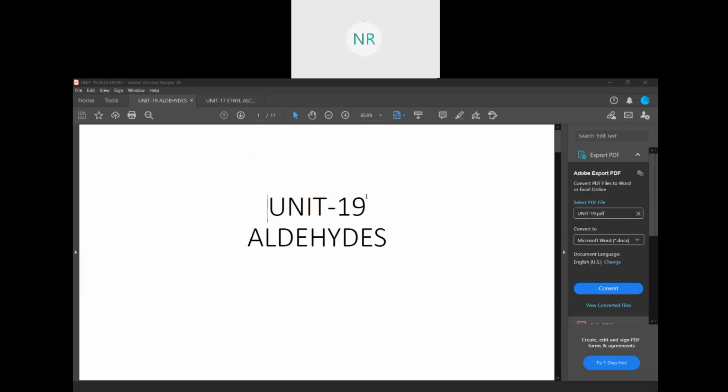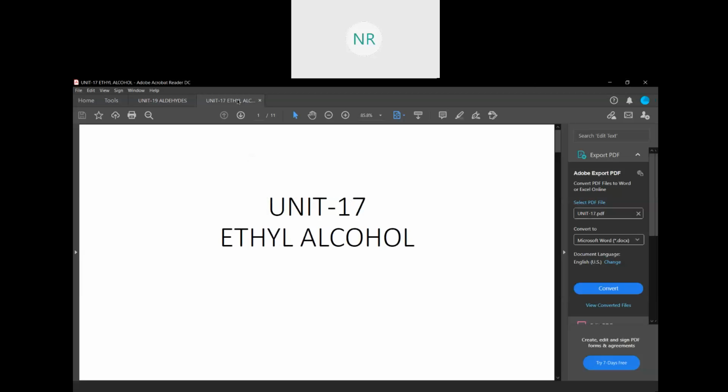So hi guys, today we'll be seeing unit 17 and 19 biochemistry. That is aldehydes and ethyl alcohol. First we'll complete unit 17 and then go to unit 19.